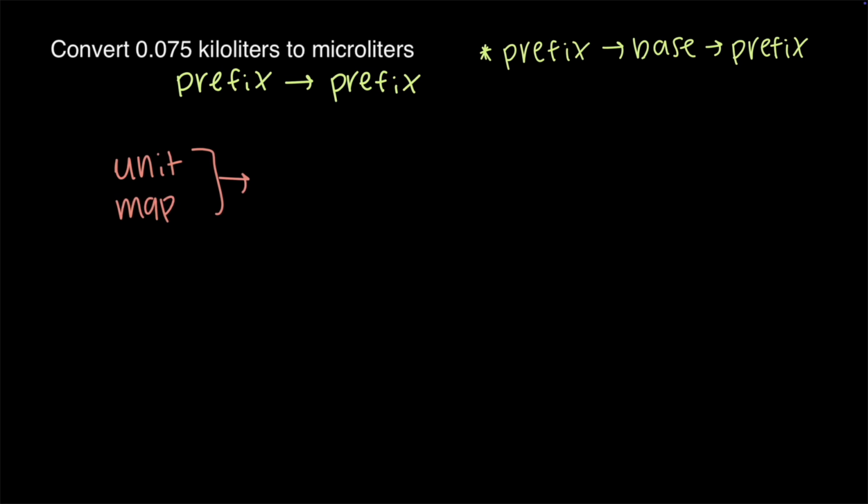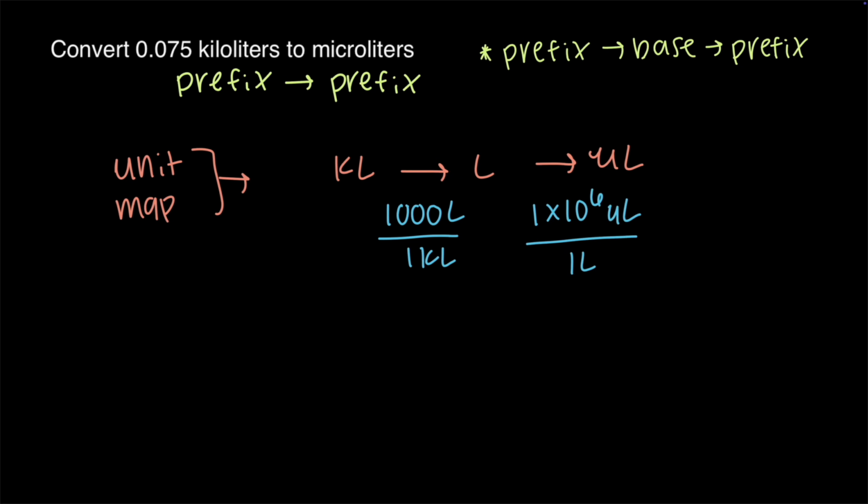In the next question, we have convert 0.075 kiloliters to microliters. We are converting from kiloliters to microliters, so we will go to the base unit liters. Our unit map is kiloliters to liters to microliters. 1 kiloliter is 1,000 liters, and 1 liter is 1 times 10 to the 6 microliters.